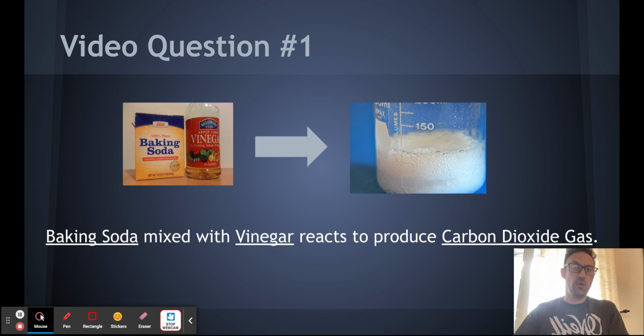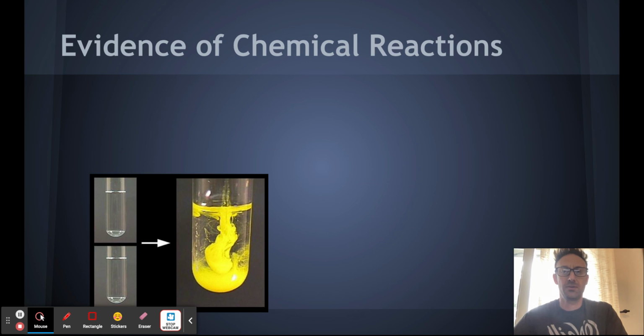So in this video question that's on your paper, the first thing I'd like you to do, we've got baking soda, we've got vinegar, and it produces carbon dioxide gas. What I would like you to do is add on this paper which are the reactants and which is the product. So you'll write in a full sentence, the reactants are, the product is, and then you'll move on. Make sure to pause the video while you're walking through.